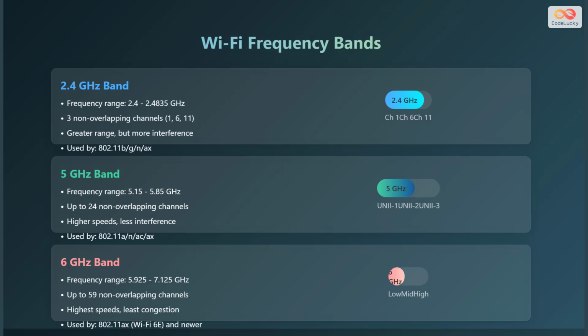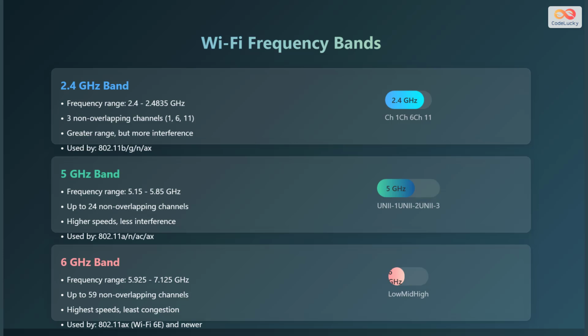standards. Next, we have the 5 GHz band, covering the range from 5.15 to 5.85 GHz. It supports up to 24 non-overlapping channels, offers higher speeds and experiences less interference. It is employed by the 802.11a, n, ac, and ax standards.